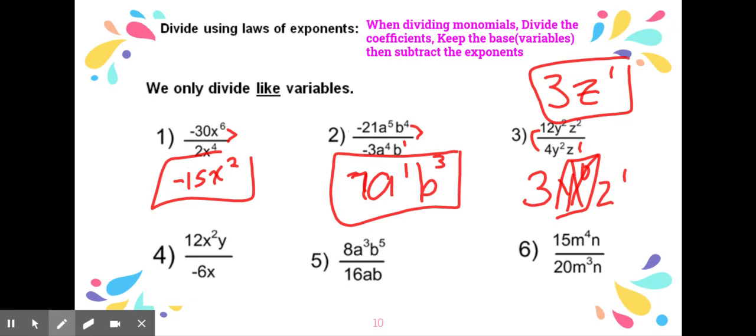All right, number 4, keep your base, divide your coefficients. 12 divided by -6 is -2. X to the 2nd divided by x to the 1st. Remember, put your 1. Keep your base, subtract your exponent. The y has nothing to subtract with, so you just keep it there like that.